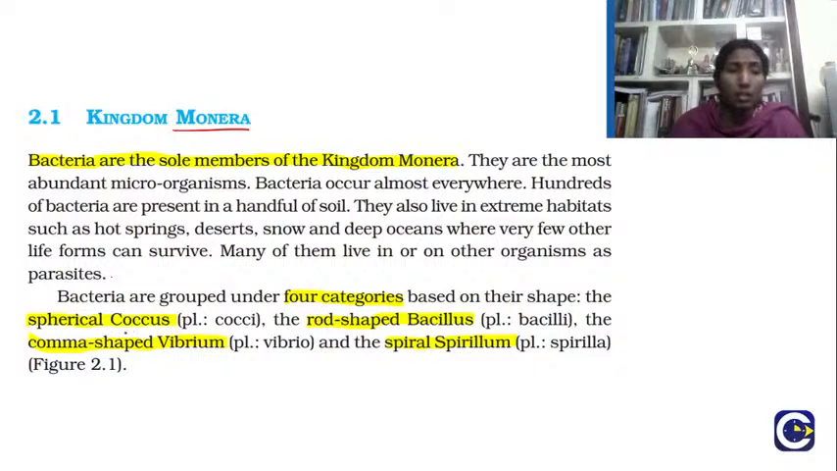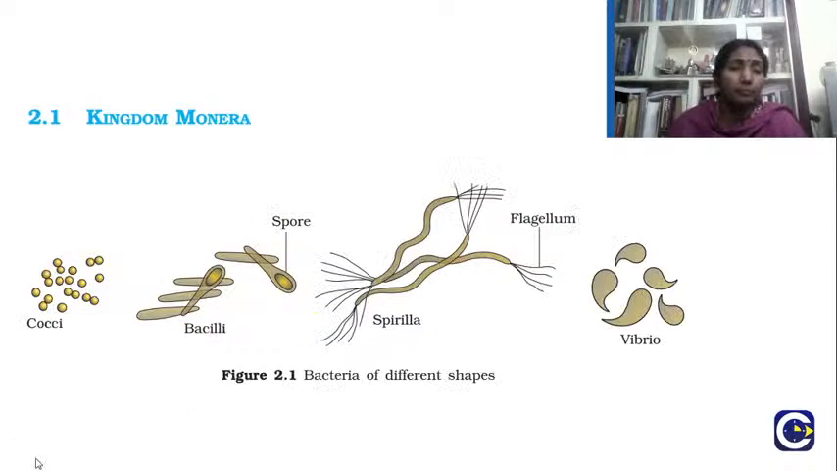See, coccus, that means they are spherical. Okay, rod shape, bacilli. Bacillus is singular, bacilli is plural. Then we have the comma shaped bacteria, what we call the Vibrio cholerae, Vibrio. Then we have the spiral bacteria, Spirillum. See cocci. So the cocci are what? They are spherical shaped. The spherical shape we call coccus. Okay, Streptococcus, that's spherical.